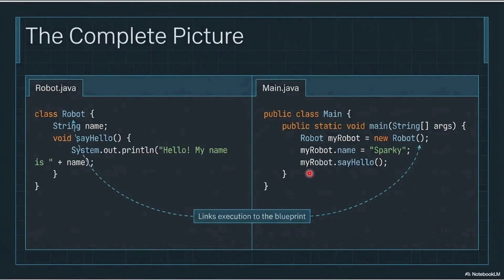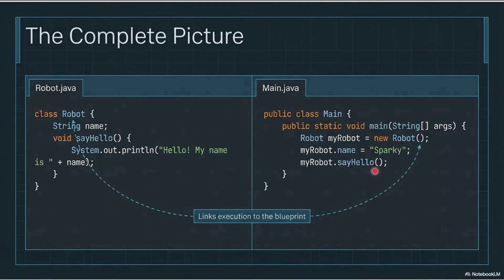And then what I did is I called the function. This is a function call. myRobot dot. Now I'm accessing the function, which is the method, dot sayHello. And what is this going to do? This is going to call this function.